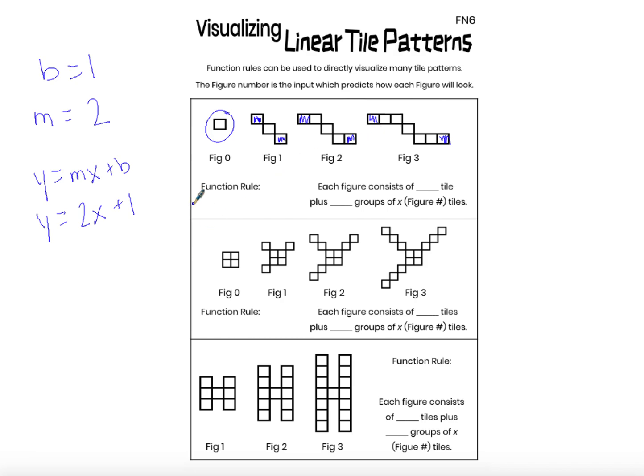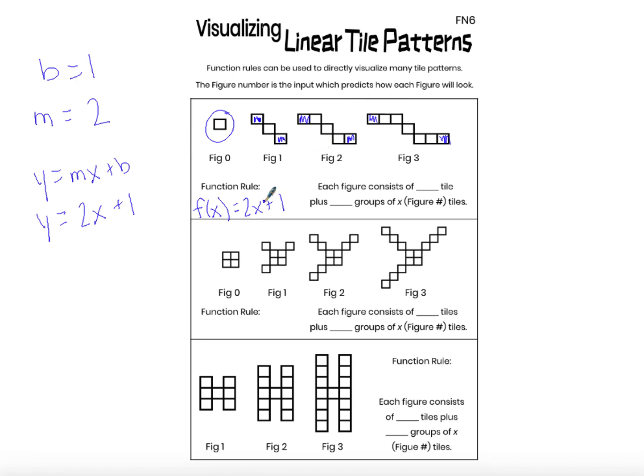Now that we've moved into our function unit, the only thing that is initially changing is instead of using y for my output, I'm now using f of x. So my function rule is just like my equation, except now instead of saying y equals 2x plus 1, I say f of x equals 2x plus 1. Again, this means that using my input of the figure number, I multiply the figure number x by 2 and add 1. So again, 2 times 1 plus 1 gives me an output of 3 for figure 1.